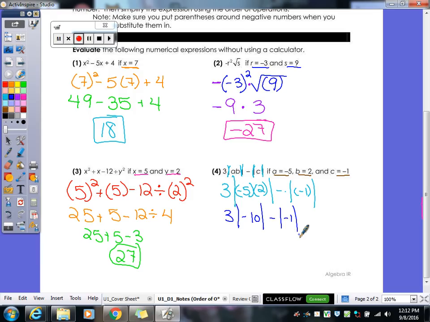Does anybody remember how to do absolute value in their head without using the calculator? Yep, you just make it positive. Absolute value just means you take the number and make it positive because you're trying to figure out what is your distance from 0. So -10 turns into +10. So it becomes 3 times 10 minus absolute value of -1 is +1. So now I'm going to multiply. 3 times 10 is 30 minus 1 gives us a final answer of 29 for that one.